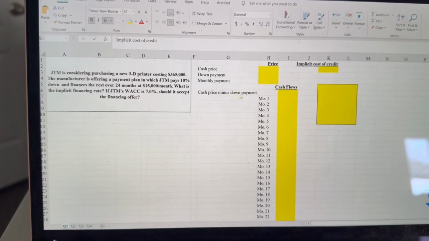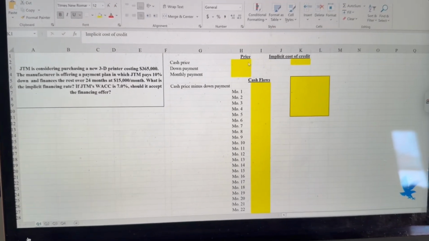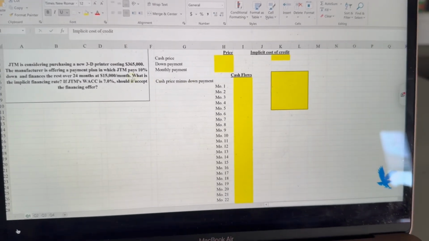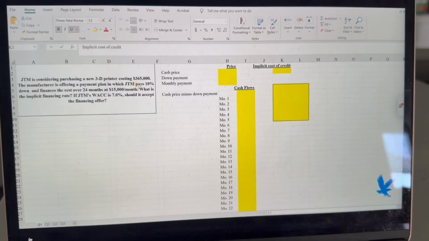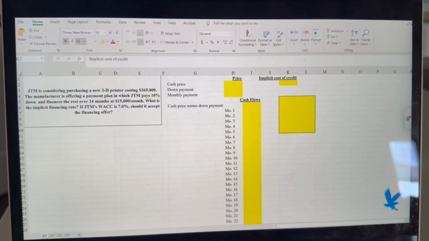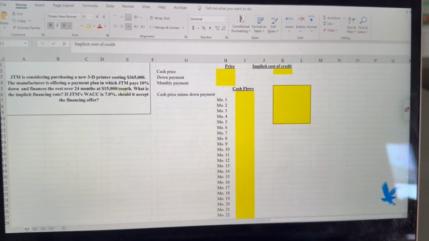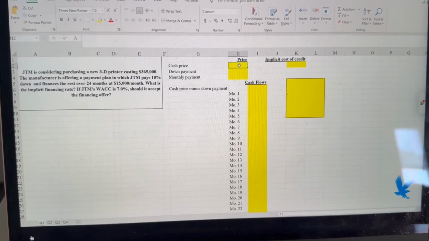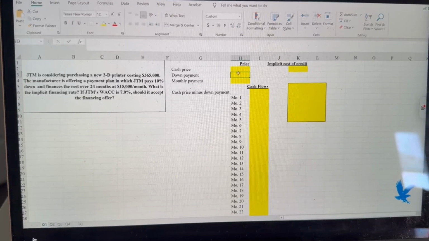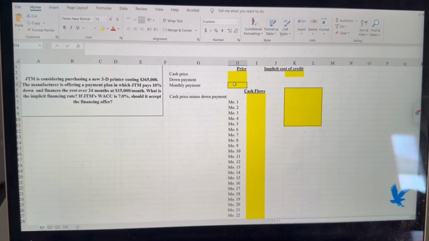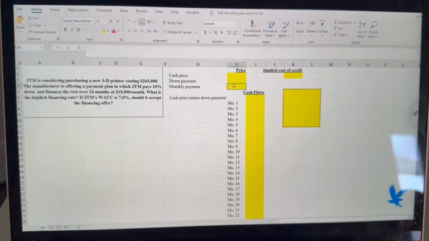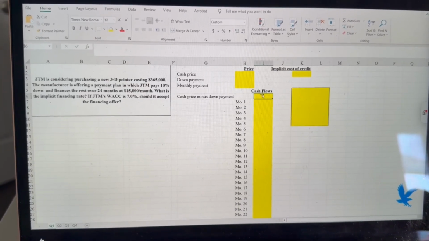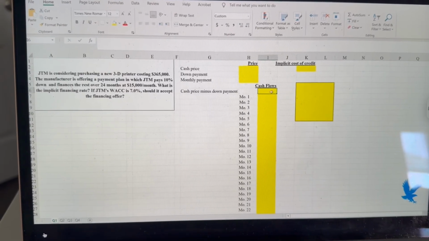This is a discounted cash flow calculation in which you're going to run the cash flows for the payments. Basically, you're offering a payment plan in which you put 10% down, and the rest is financed over 24 months at $15,000 a month. So your cash price is the total price, the down payment is 10% of the cash price, and the monthly payment is $15,000. The cash price minus the down payment is basically the loan that the user of the 3D printer is giving you. That's a positive cash flow.